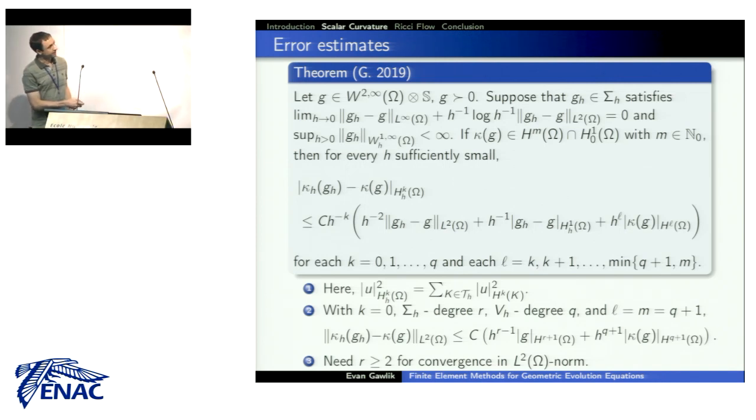It's maybe easier to look at this estimate at the bottom of the slide. I've written down this estimate for the case where I'm using the L2 norm to measure the error. It says that the L2 norm of the error between the discrete Gaussian curvature and the exact Gaussian curvature is bounded by a constant times certain powers of H. And you notice that, in order to get convergence in the L2 norm, I need R to be at least 2, which is what we mentioned earlier.